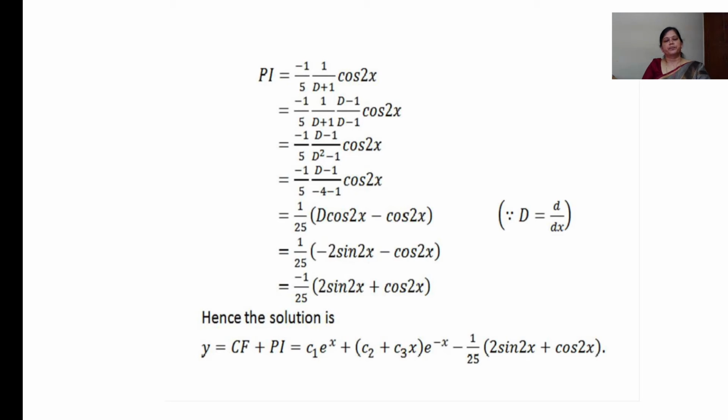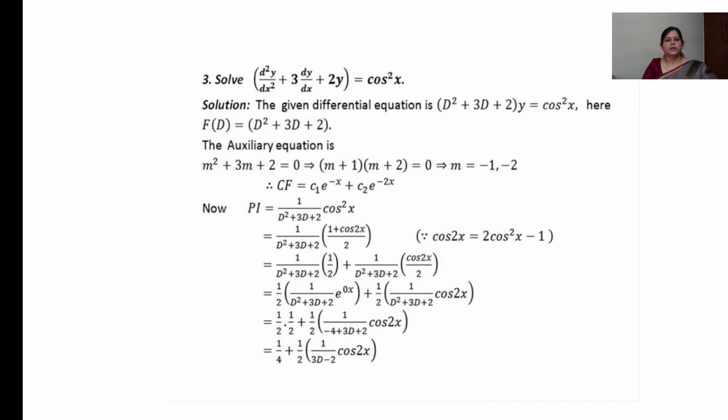differential equation. Then the next example is: solve d square y by dx square plus 3 into dy by dx plus 2y is equal to cos square x. See, here the given equation is not in the f of D into y is equal to f of x form. So using the operator we first write D square plus 3D plus 2 into y is equal to cos square x. Here, f of D is D square plus 3D plus 2.